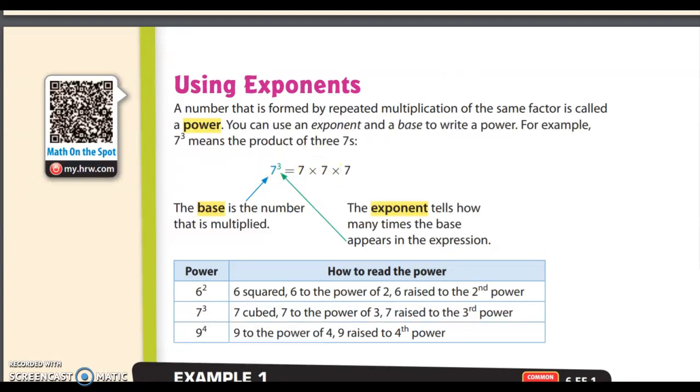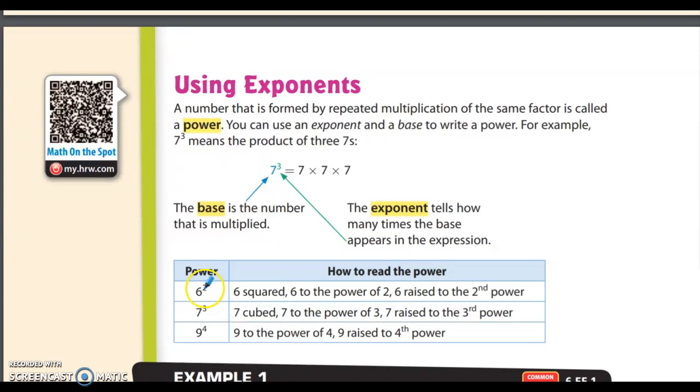Now let's learn all these terms. The 7 is called the base, the 3 is called the exponent, and the entire thing altogether is called the power. So the base is the 7, the exponent is the 3, and then all together it's called the power. Now how do you say those terms? There's different ways. Let's go look at our 3 examples here.